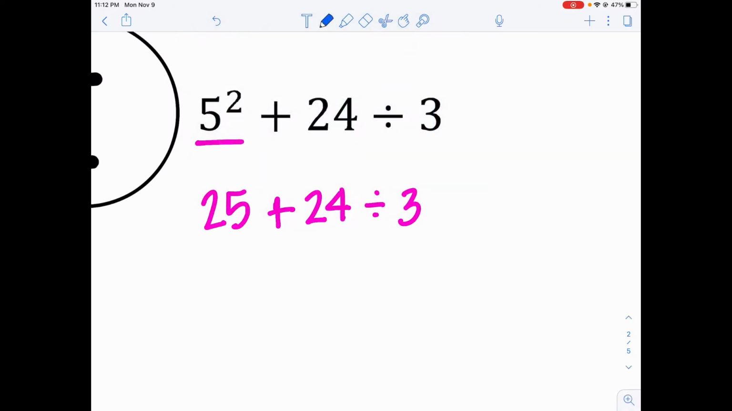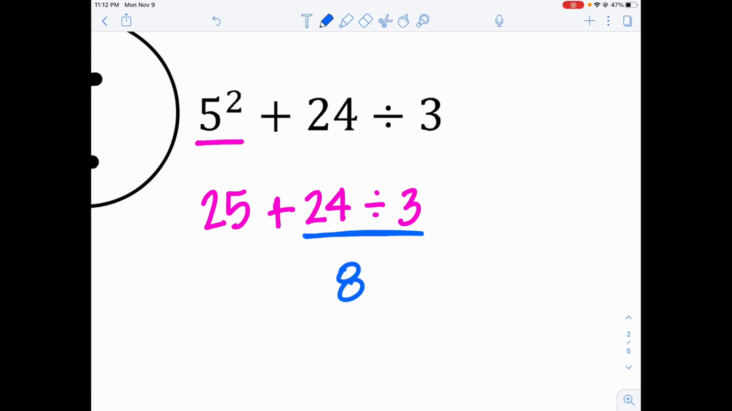Now I'm going to look at what I have left. I have addition left, and I have division left. Division comes before addition in order of operations. So I'm going to underline the division problem that I am going to do. 24 divided by 3, you can put that in your calculator. If you don't know, it is 8.